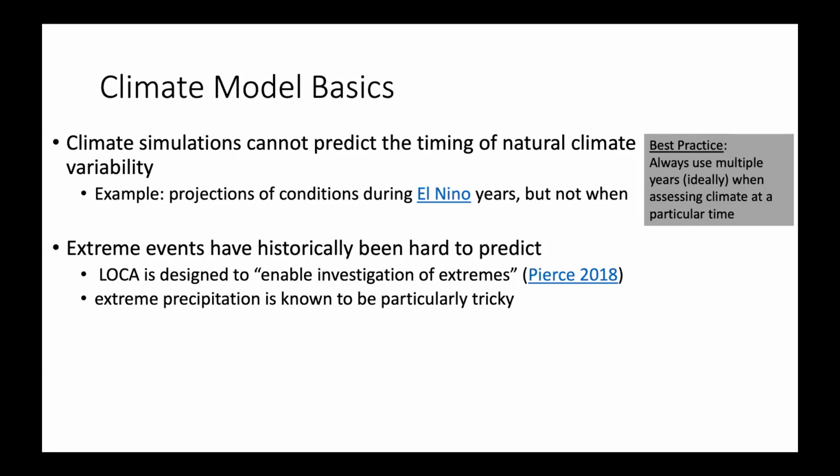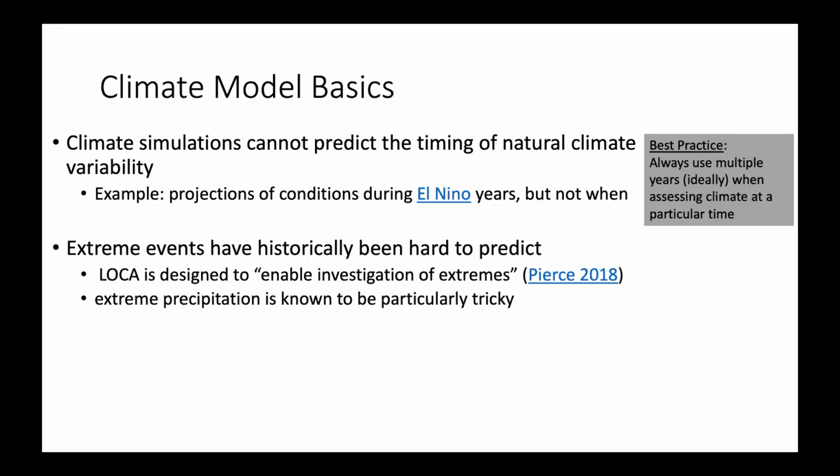We can understand climate variability, we can build statistics around it, but we're not really interested in or capable of predicting the timing and onset of these events. Somewhat related to that, climate models have historically struggled to faithfully replicate extreme distributions, so extreme events like really intense droughts or short-term heavy rainfall events.